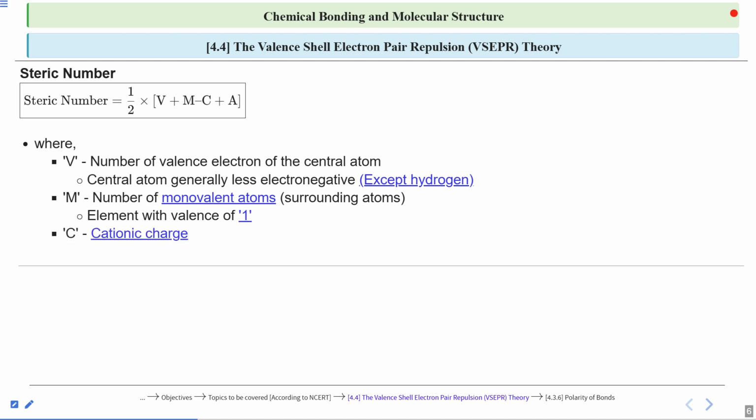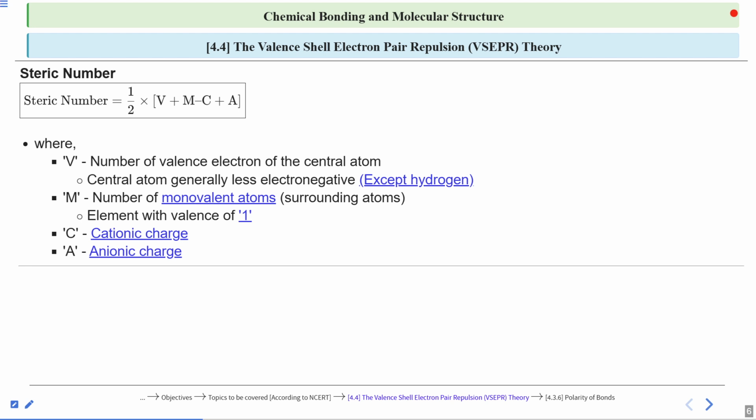Then after that we have C, which is cationic charge, and then we have A, which is anionic charge. Cationic charge is the positive charge enclosed upon the molecule, and the negative charge is represented as anionic charge. So you will add the anionic charge and subtract the cationic charge. You can remember all of this with a simple term, VMCA.